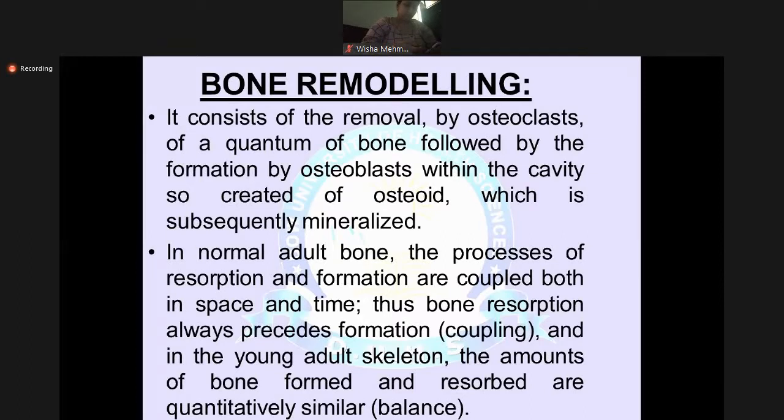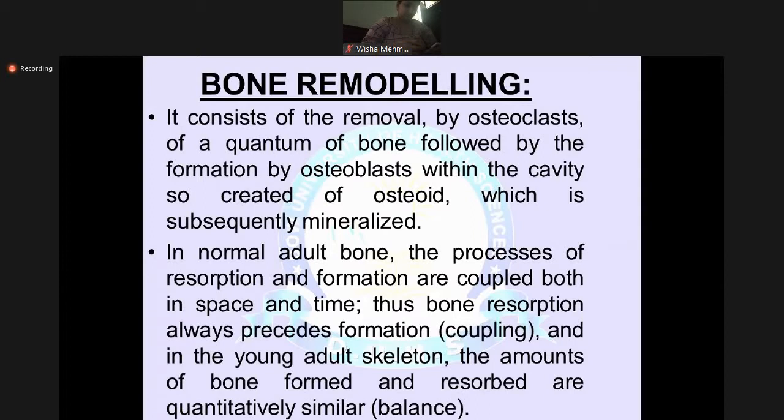The very first process is bone resorption. What happens in this process? It involves the destruction of the entire matrix of the area of the basic multicellular unit, followed by the removal of calcium. So simply you can say that here the destruction of the entire bone matrix and removal of calcium takes place. How? Osteoclasts are responsible for bone resorption by their osteoclastic activity.